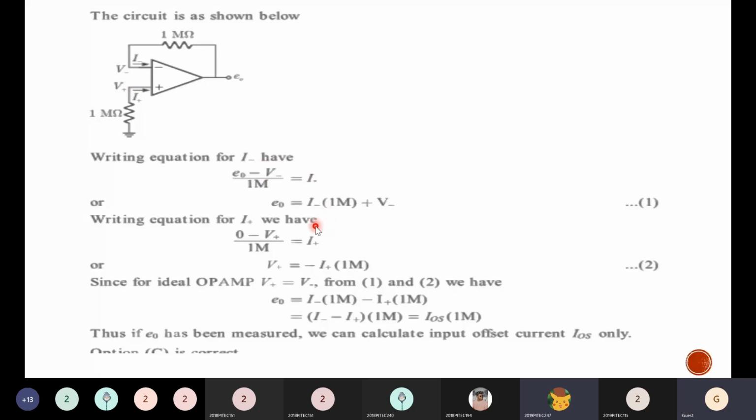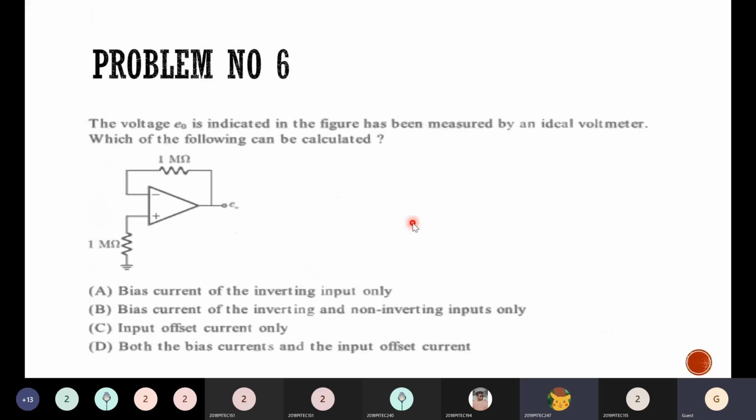We can measure only offset current. See the third option. Bias current at the inverting input is not possible because you require V minus. Bias current of both inverting and non-inverting inputs is not at all possible. Input offset current is what is possible, as we just saw. Both bias current and input offset current, that is not possible, right?